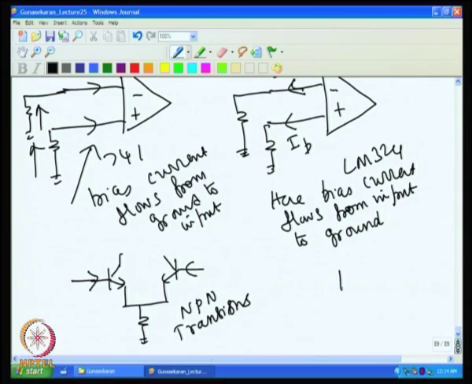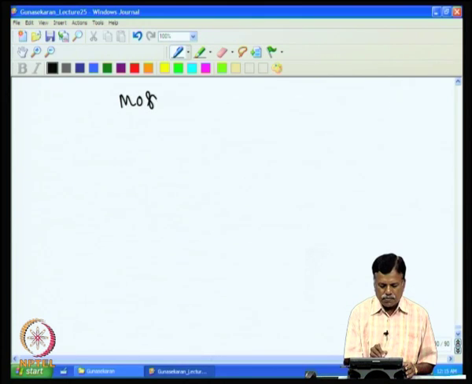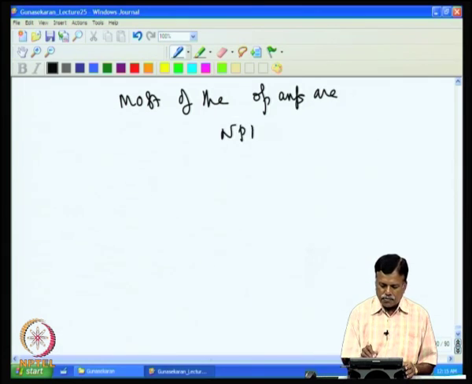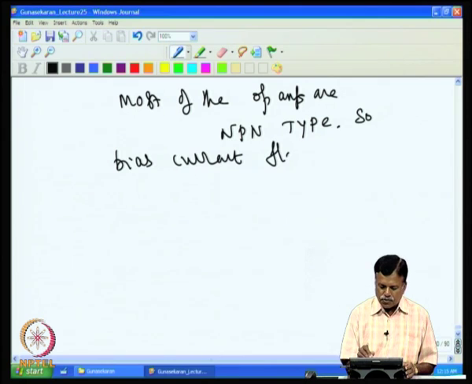In the case of the LM324, it is the PNP transistors which are used. In their case, bias current flows out. Here a PNP transistor is used, so bias current flows out. In general, most of the op amps are NPN type, so bias current flows into the terminal.